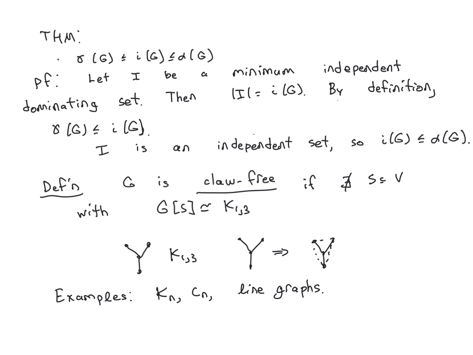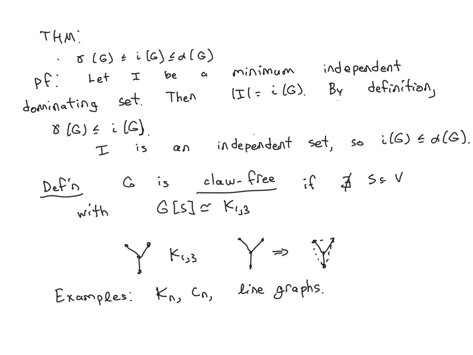So first we discuss lower and upper bounds for the independent domination number. A lower bound is given by the domination number and an upper bound is given by the independence number. And this makes sense because if we let I be a minimum independent dominating set, then it has the same size as the independent domination number. But since it's not guaranteed to be the smallest dominating set, there might be a smaller dominating set. Therefore, you have this lower bound. On the other hand, since it is an independent set, it might not be the largest. Therefore, it is bounded from above by alpha(G).